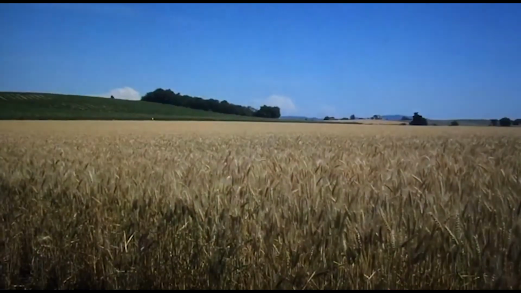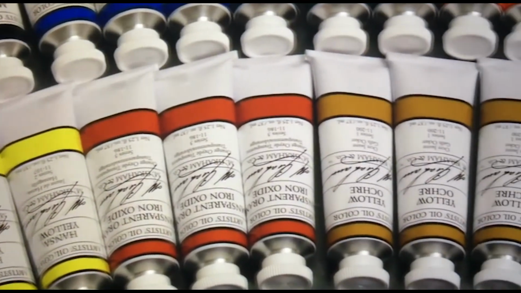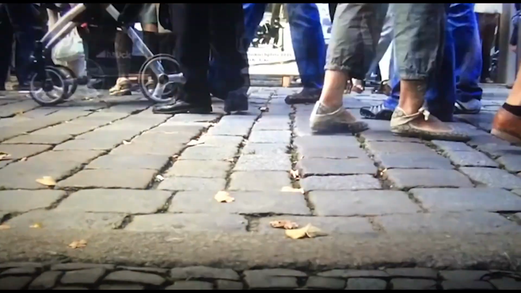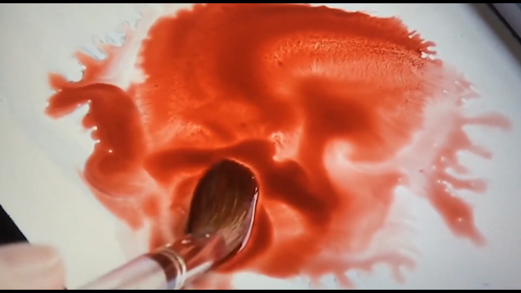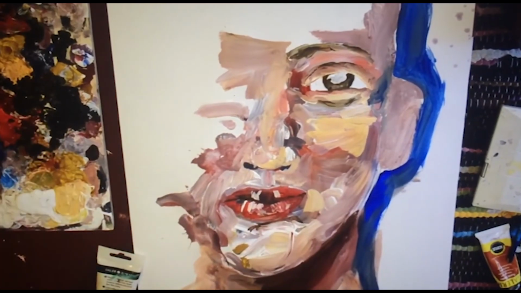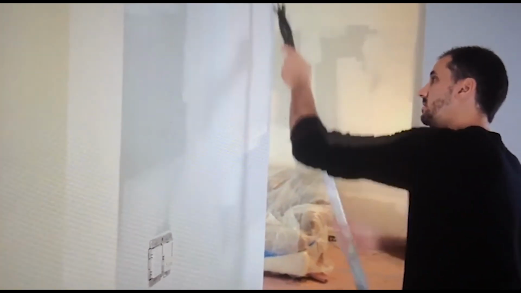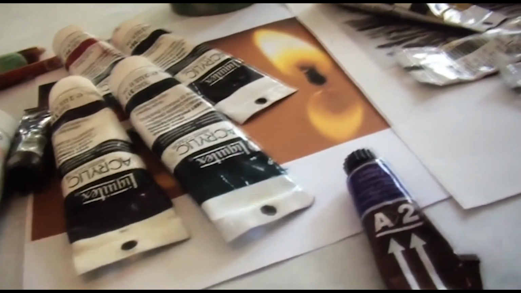From cavemen to farmers, to Greeks to modern chemists, paint has served an important role in human life for thousands of years. It ties into big history thresholds of chemical elements, collective learning, and agriculture, and it is crucial to our lives today. Paint colors, preserves, and has given us an entire art form. The diverse use of paint that spans from practicality to beauty has given paint an important and essential role in human history.